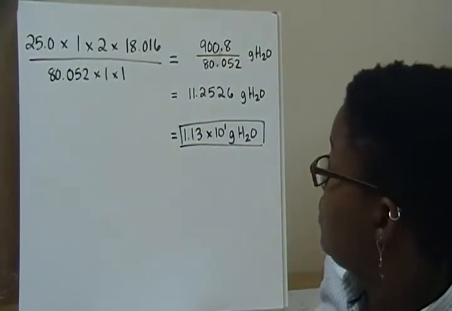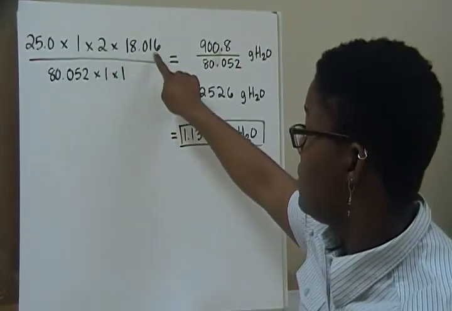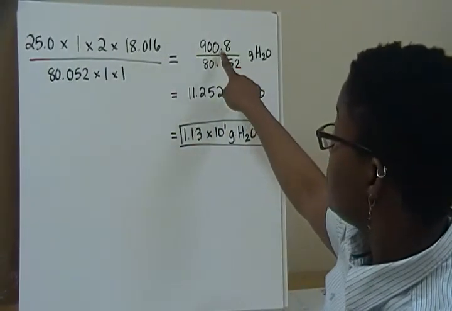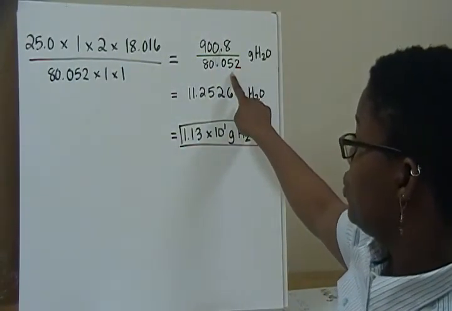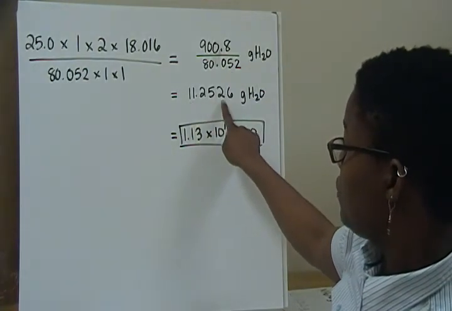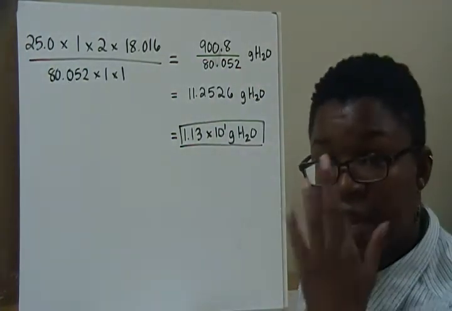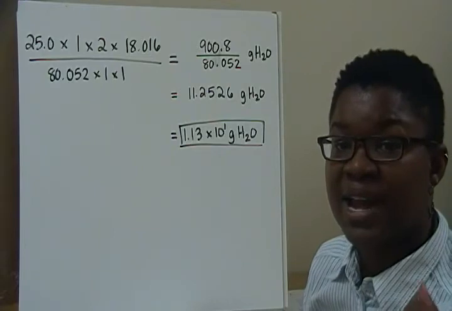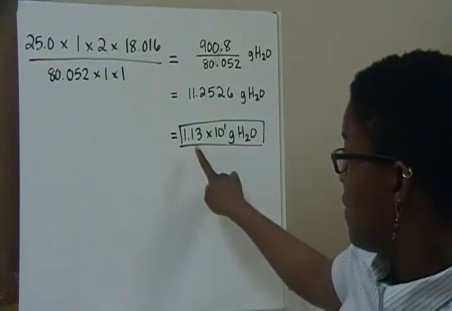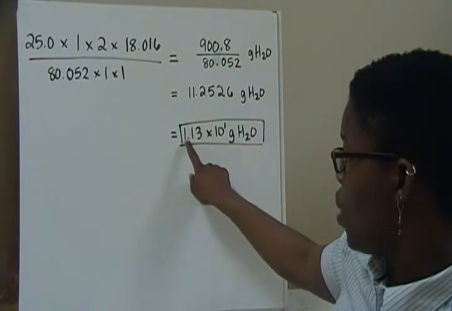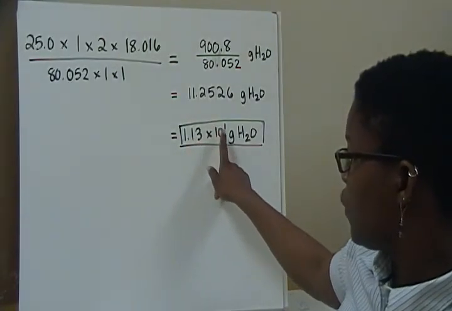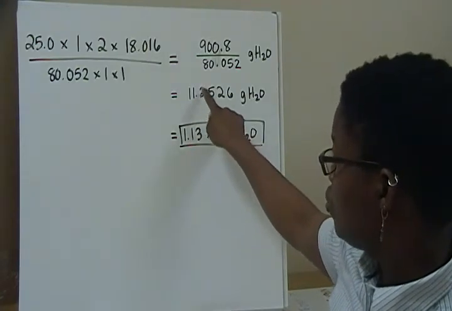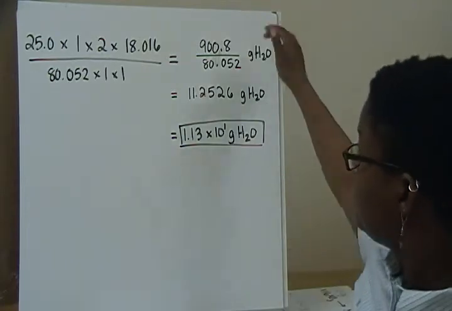So I have the 25.0 times 1 times 2 times the 18.016 across the top that I multiply across the bottom. That's going to get me 90.08 divided by 80.052. And when I do that, I get 11.2526, and the number keeps going on and on. Now, if I look back at my original problem, the 25 was 25.0. That meant it had 3 significant figures. So because of that, my final answer needs to have 3, which makes it 1.13 times 10 to the first grams of water. Keep in mind here that because I only need 3 sig figs, that 2 rounds up because of the 5 behind it.